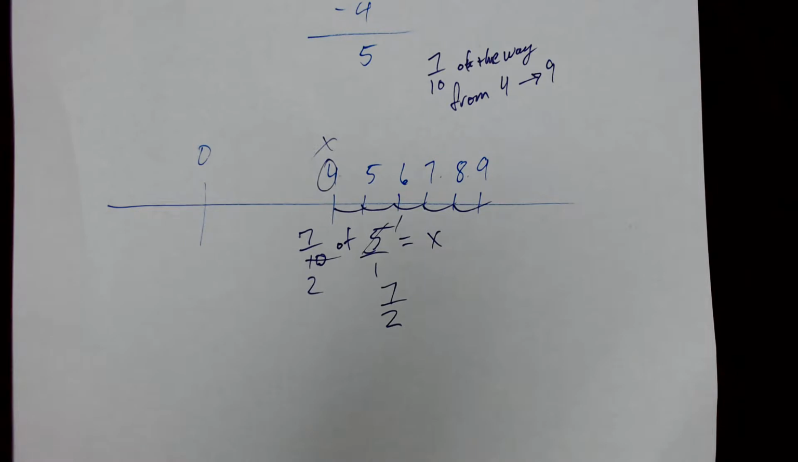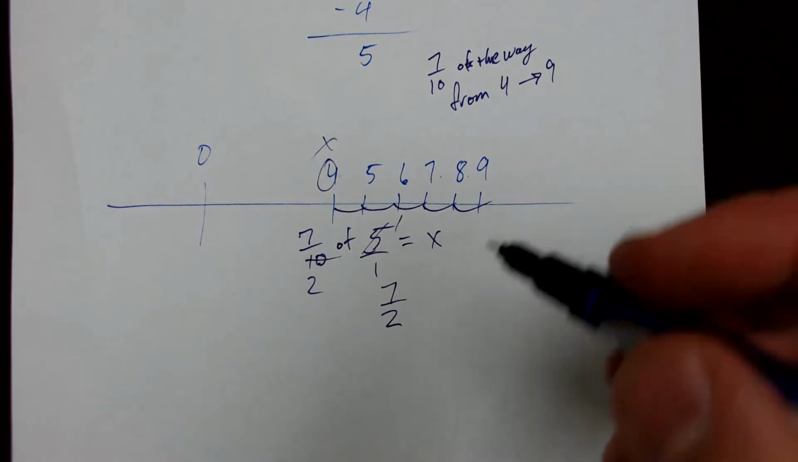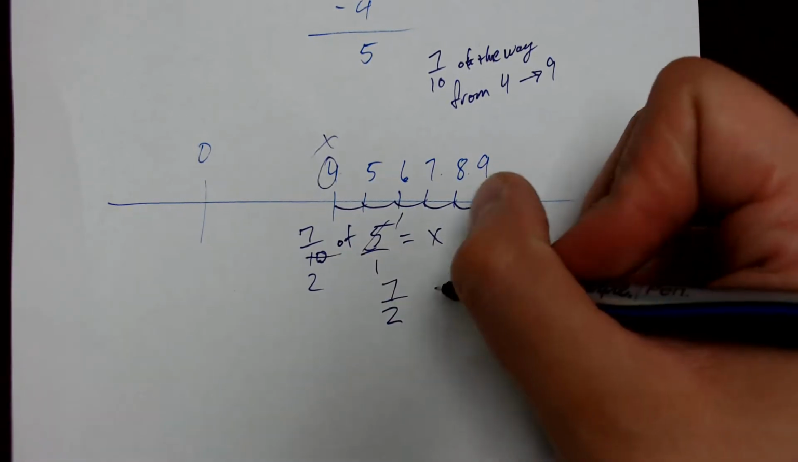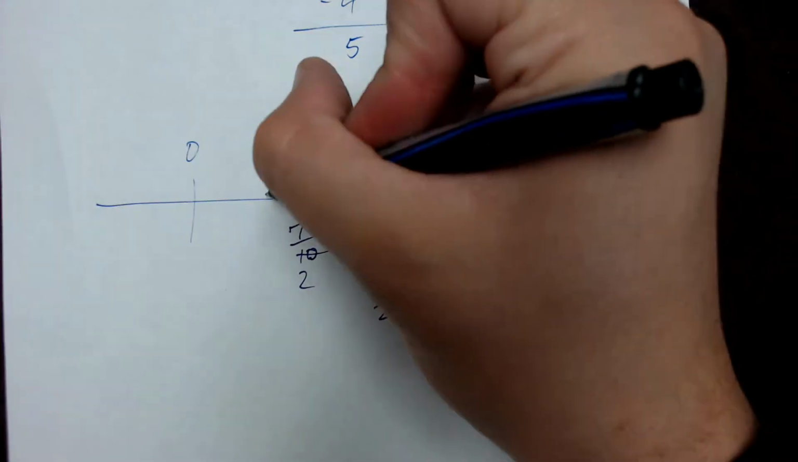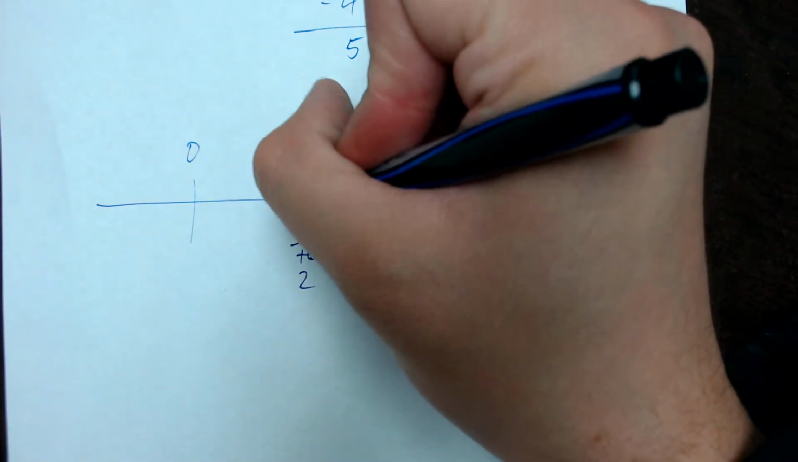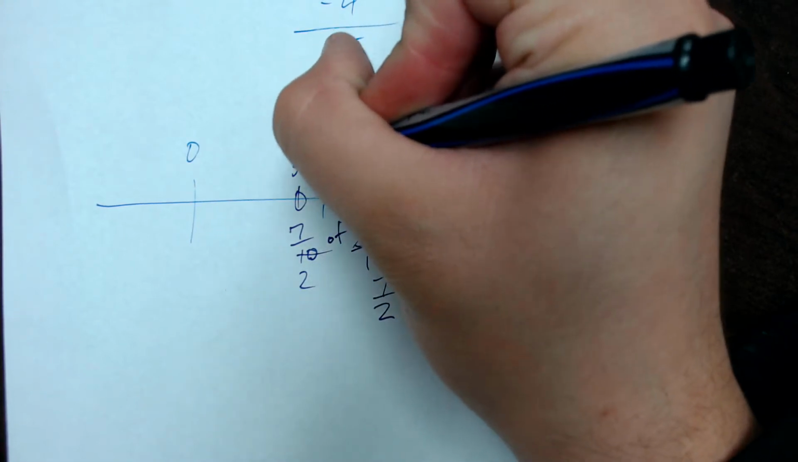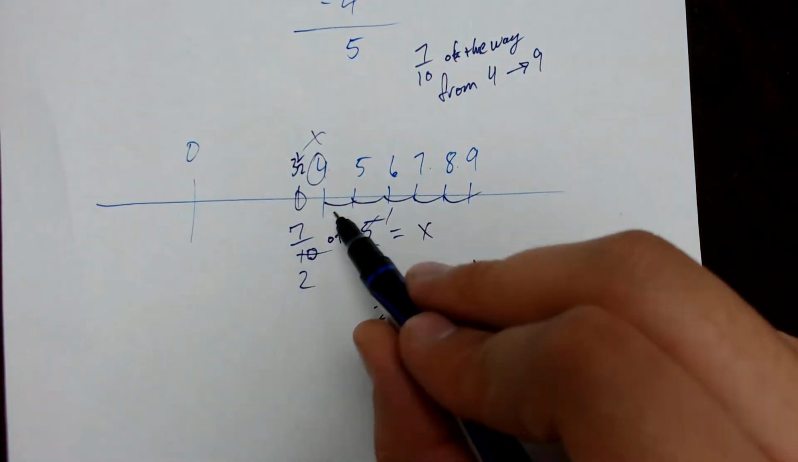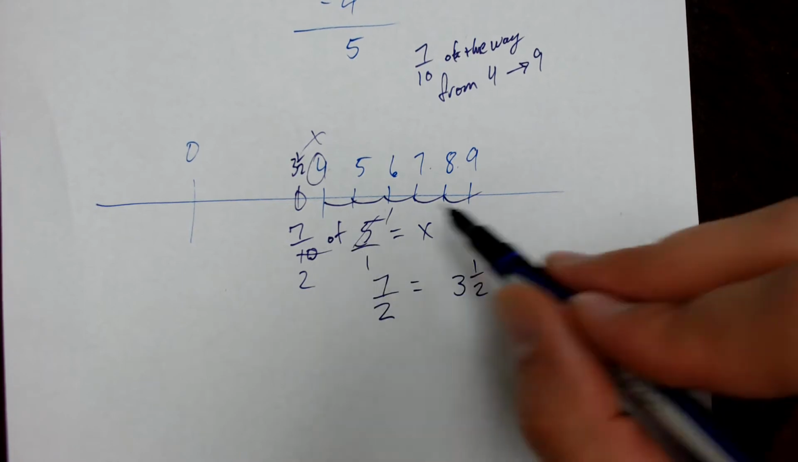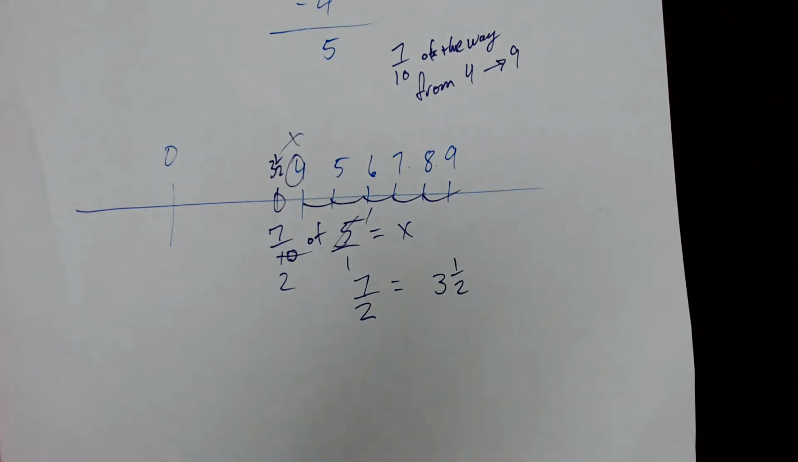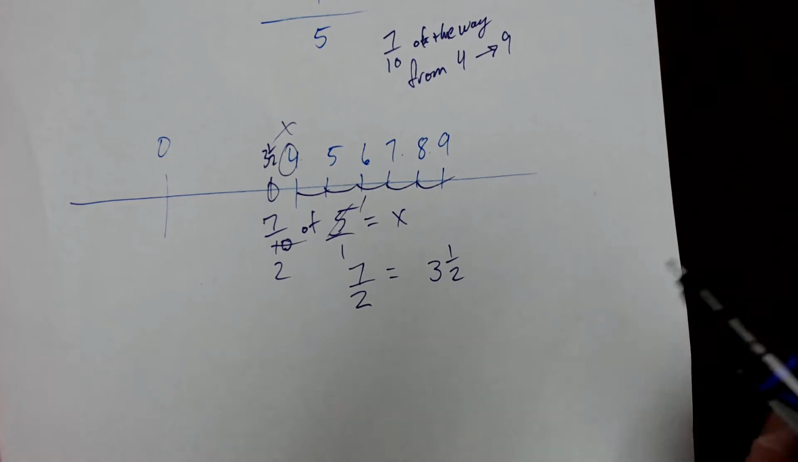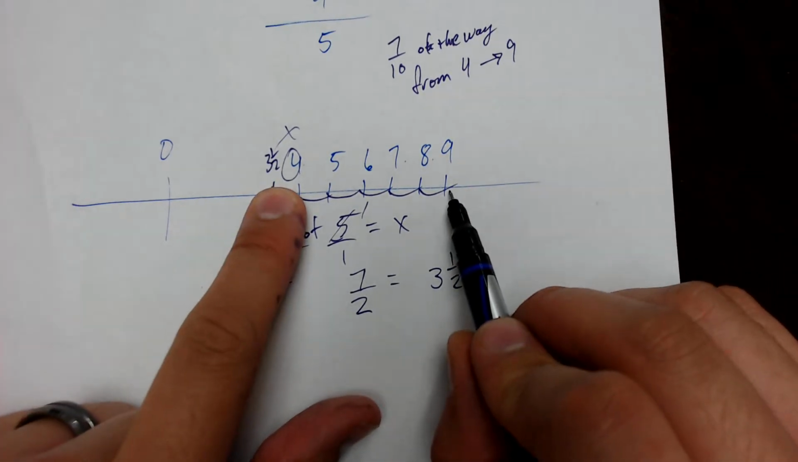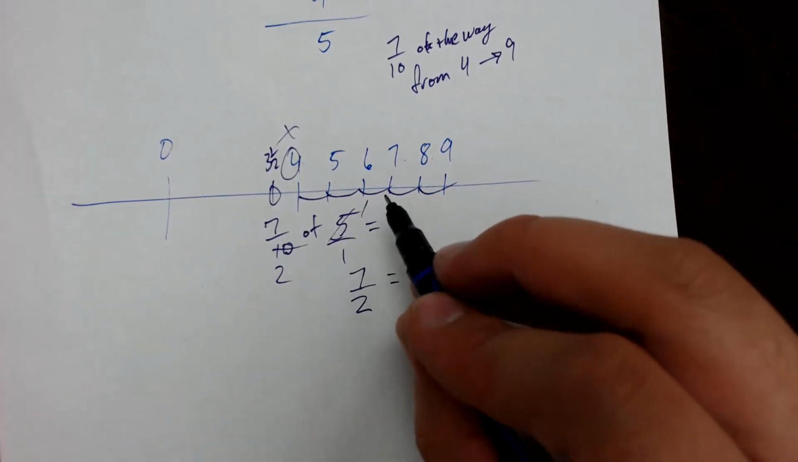Now, the question is, 7/10 of the distance of 5 is not the number 7 over 2, because the number 7 over 2 is just equal to 3 1/2. 3 1/2 is over here, right? This is 3 1/2. How in the world could 3 1/2 be 7/10 of the way from 4 to 9? It's not even in the range. So all 3 1/2 is telling you, or all 7 over 2 is telling you, is that of the distance 5, 3 1/2 is 7/10 of the way.